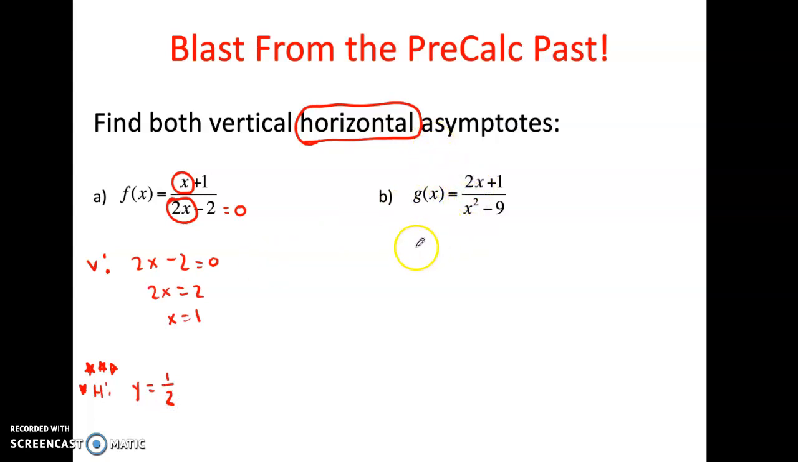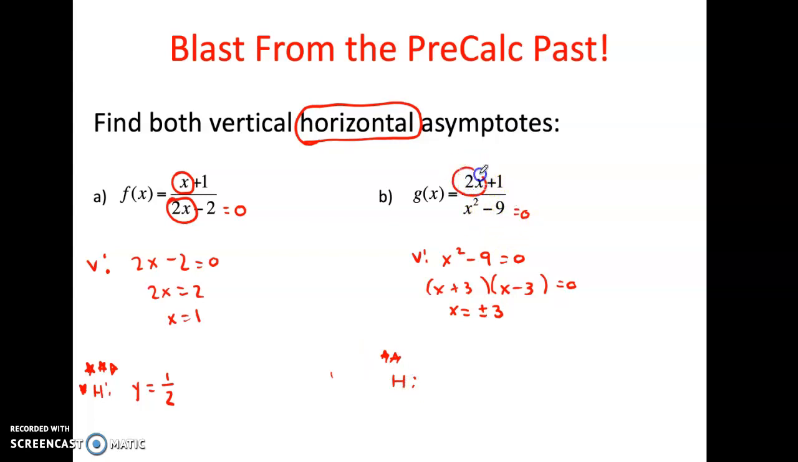Again, vertical, set the denominator equal to 0. This is a review from chapter 2. So if you need a further review, just go back to our chapter 2 notes. You can even go on to my math lab and do chapter 2 on there for study plan. And x will equal plus or minus 3. Horizontal. This is, again, the rules we'll be using today.